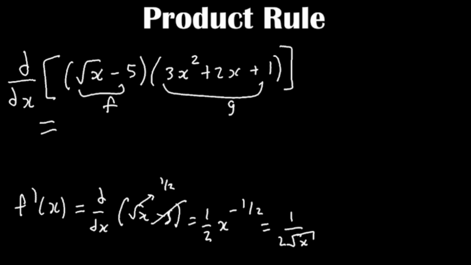Okay. So we have 1 over 2 square root x times our g, right? F prime times g. So 3x squared plus 2x plus 1.